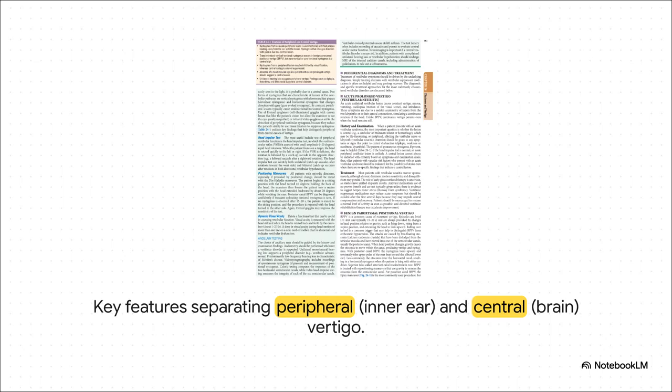With a peripheral problem, the nystagmus is usually horizontal, and it tends to get better if the patient focuses their gaze on something. But with a central problem, you might see nystagmus that goes up and down, vertical nystagmus, and it won't stop when they focus. Hearing loss in one ear? That points strongly toward a peripheral cause. On the flip side, things like double vision, slurred speech, or weakness in an arm or leg, those are huge red flags for a central cause.